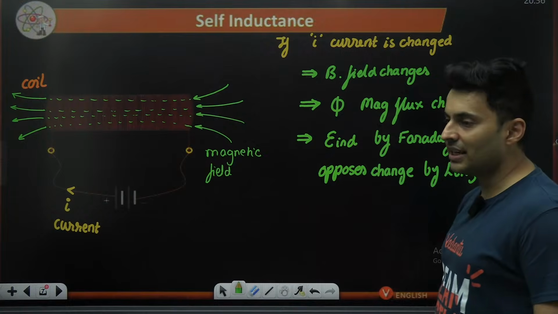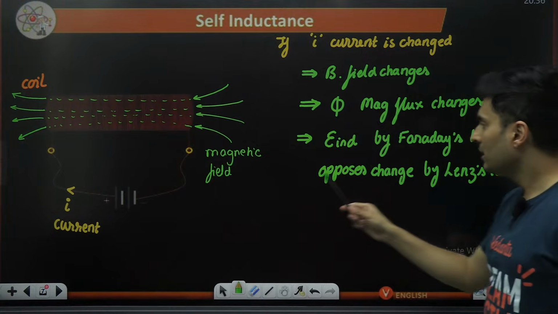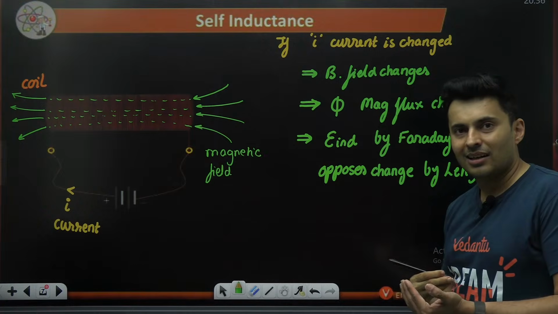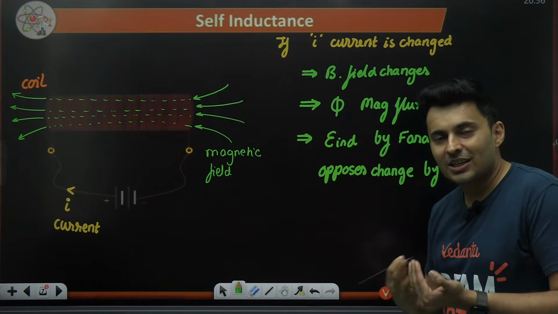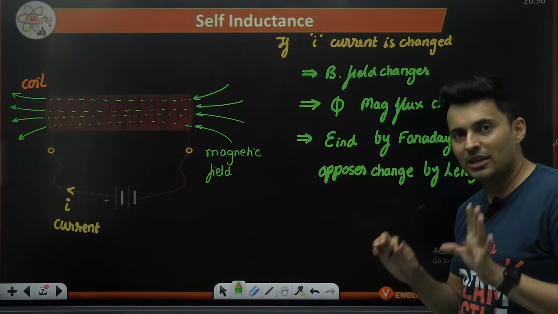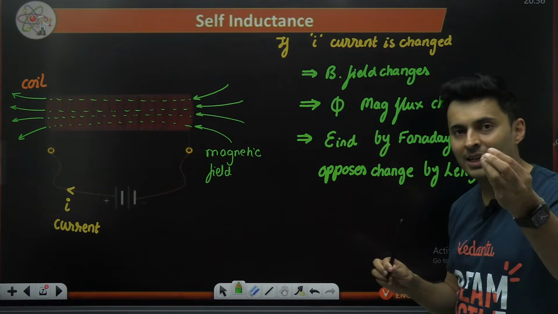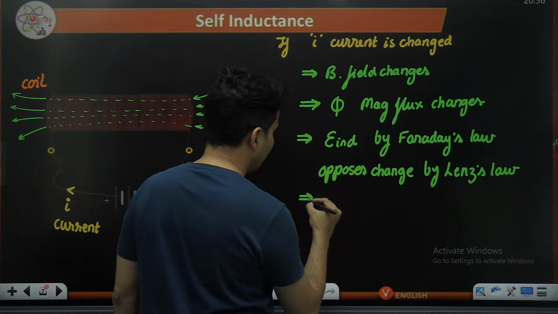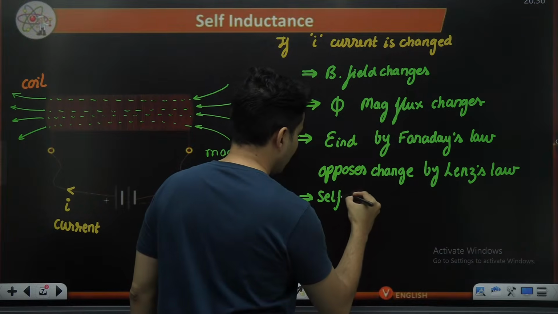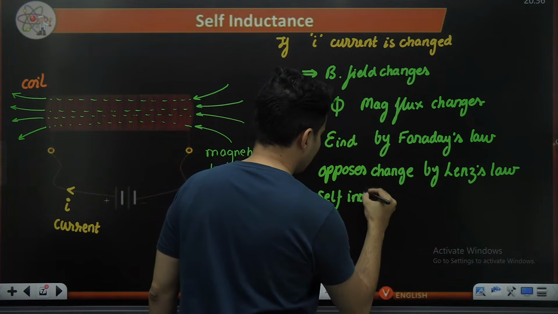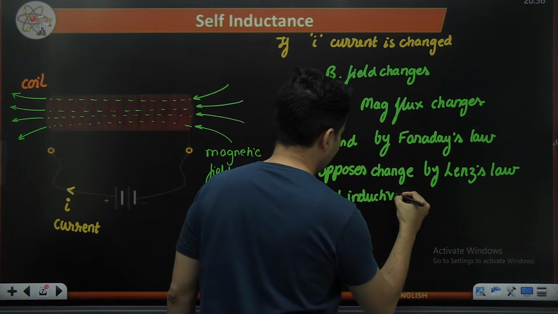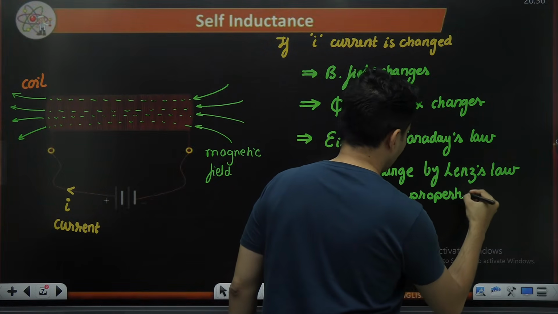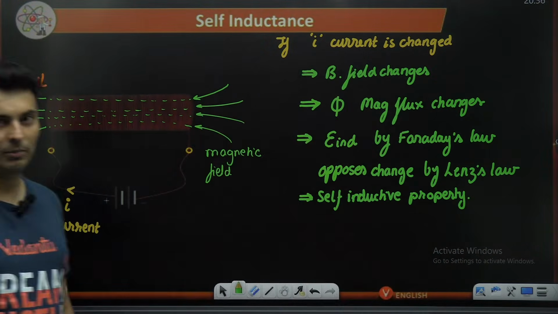So now can you see, any change in the current is being opposed by inducing an EMF, opposing that changing current by inducing EMF. This clearly tells me it's an inductive property. So hence there is a self-inductive property of that particular coil.